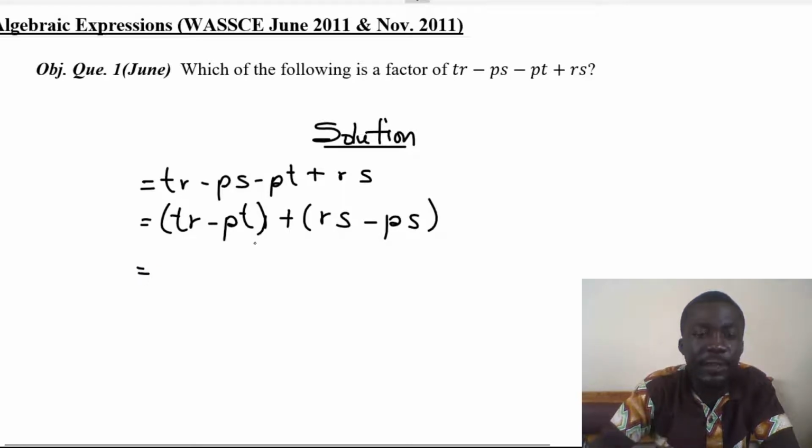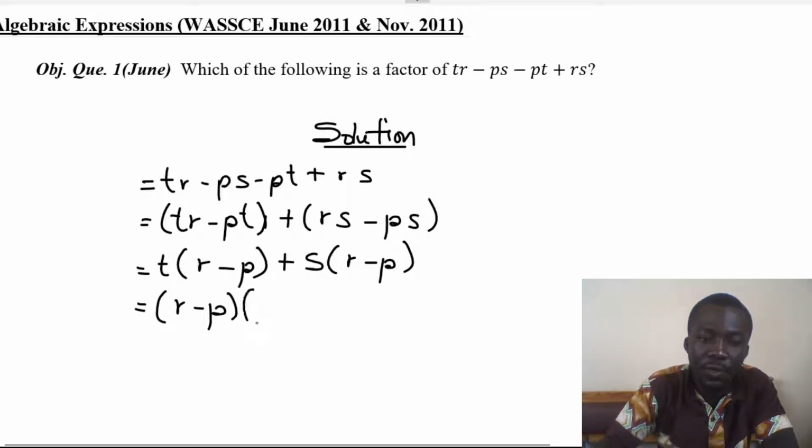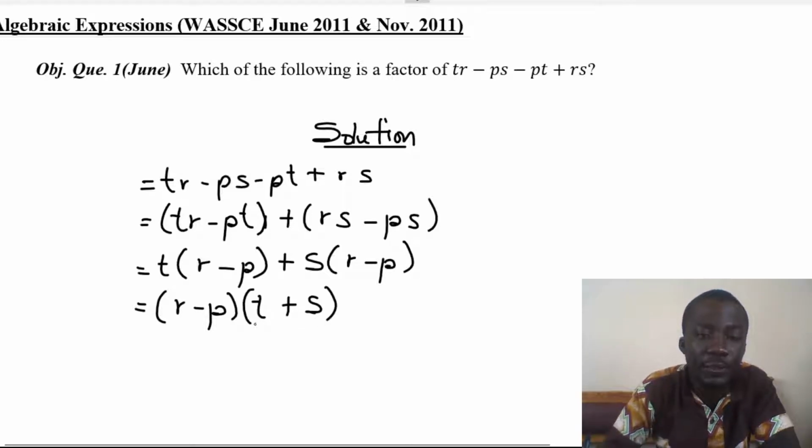TR minus PT, the common factor is T. Then we will be left with R minus P plus RS minus PS, the common factor is S, and we will be left with R minus P. Now what we have inside the bracket is the same, so we can factor that one out, R minus P out, then we'll be left with T plus S, which will be our final solution.